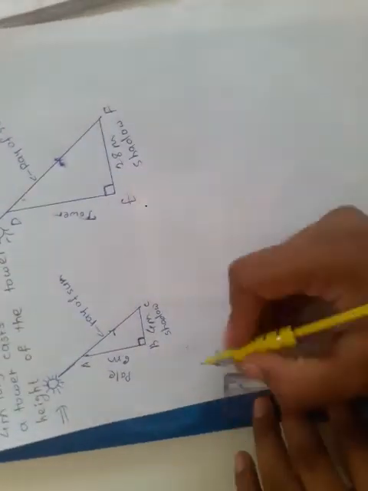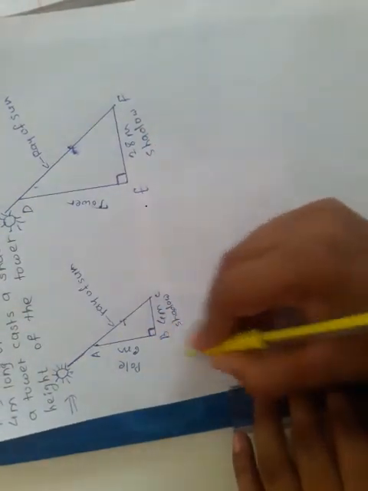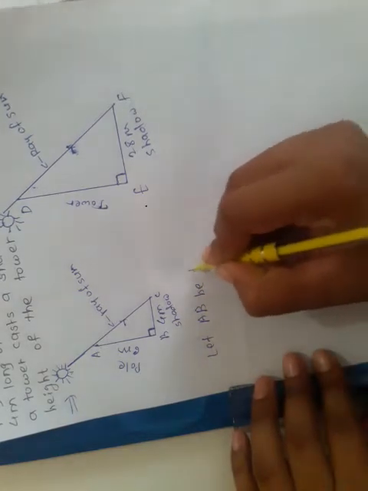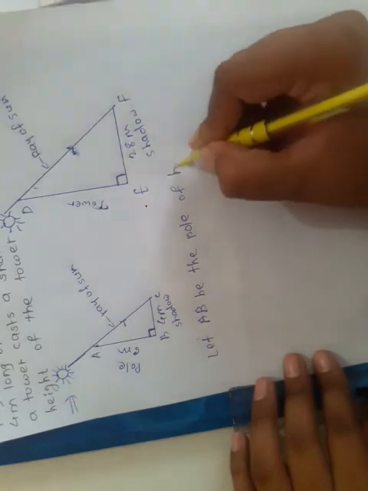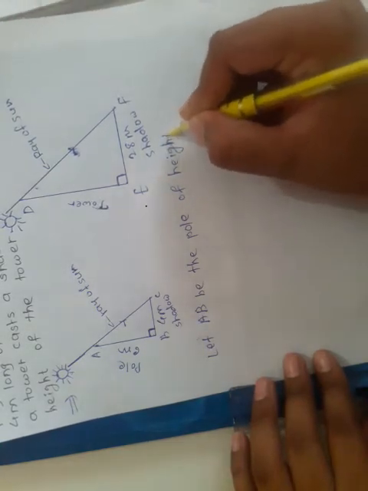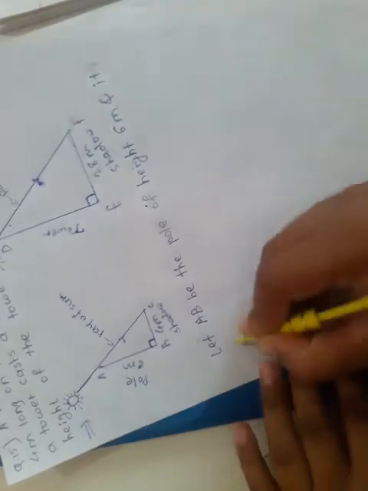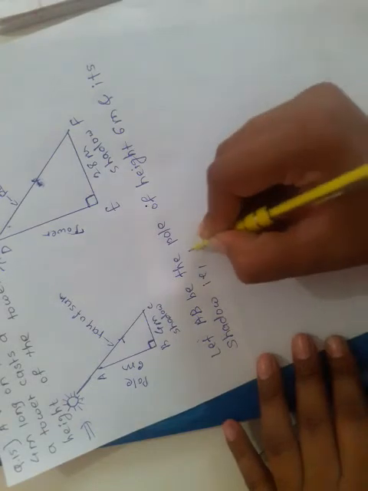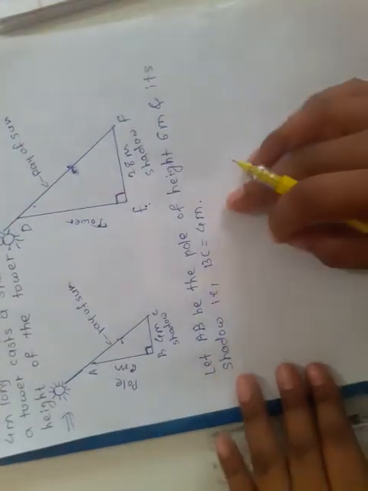So in the proof, write down all the values which are given to us. Let AB be the pole of height 6 meter, and its shadow, that is BC, is equal to 4 meter. So this is given to us.